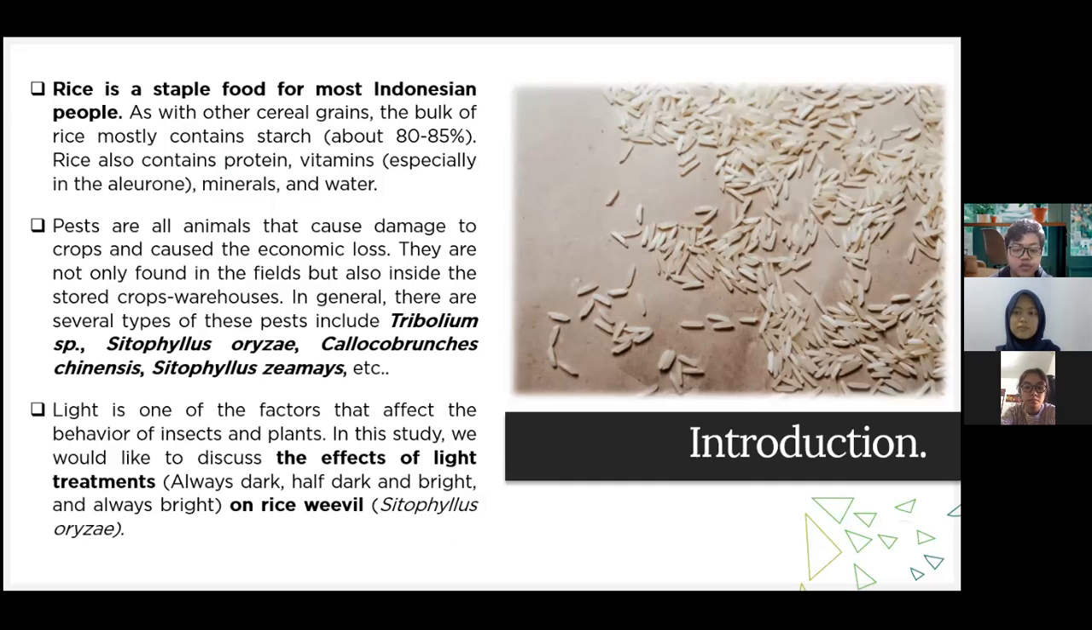In general, there are several types of these pests, including Tribolium, Sitophilus oryzae, Calandra sinensis, and Sitophilus zeamais. But in this discussion, we would like to focus on Sitophilus oryzae. Light is one of the factors that affect the behavior of insects and plants. We will discuss the effects of light treatments, divided into three treatments: always dark, half dark and half bright, and always bright, on the rice weevil, Sitophilus oryzae.